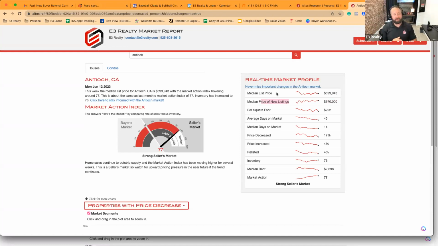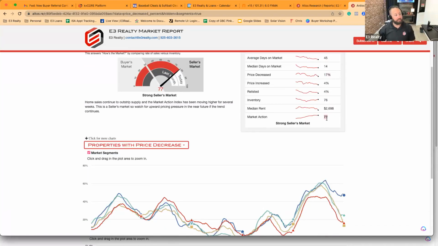So the last 7 days, listings in Antioch average 670,000. Average days on market is 45. Median days is only 14. So they're moving pretty quickly on the median. Prices are decreasing 17%. Remember, 30 to 35 is a normal market. So price reductions here are very low. Market action index 77.